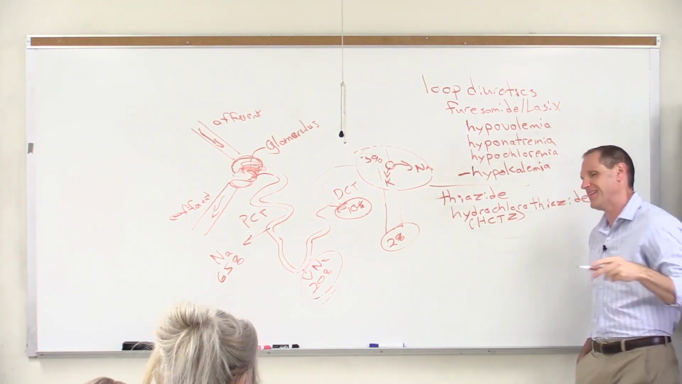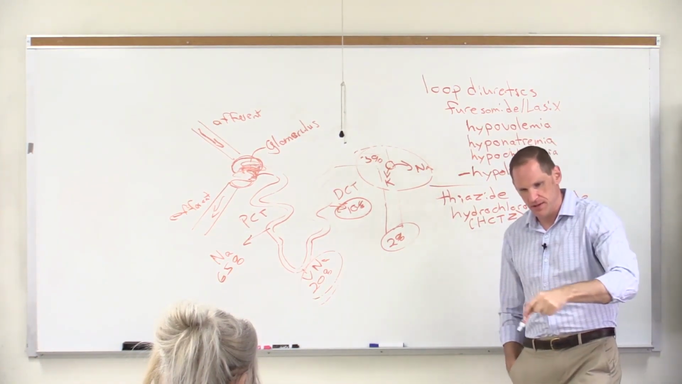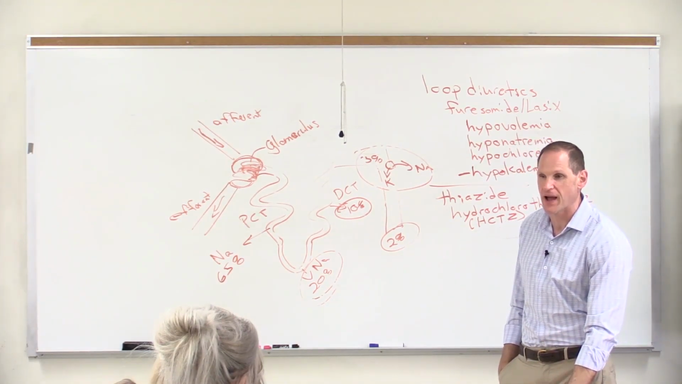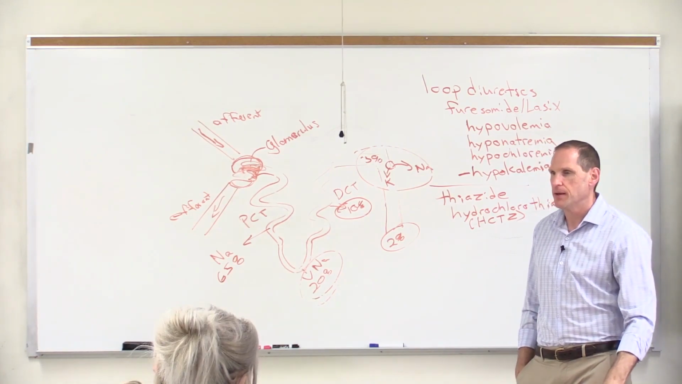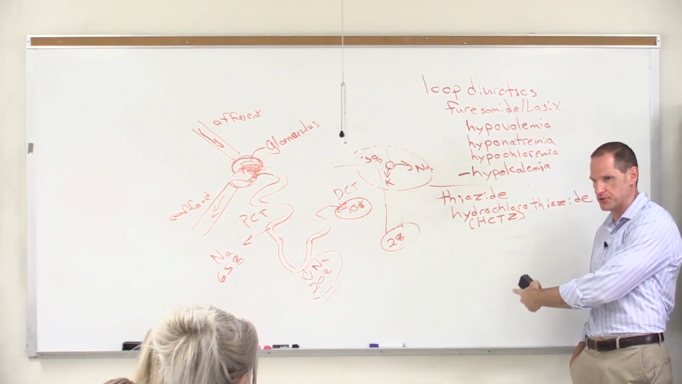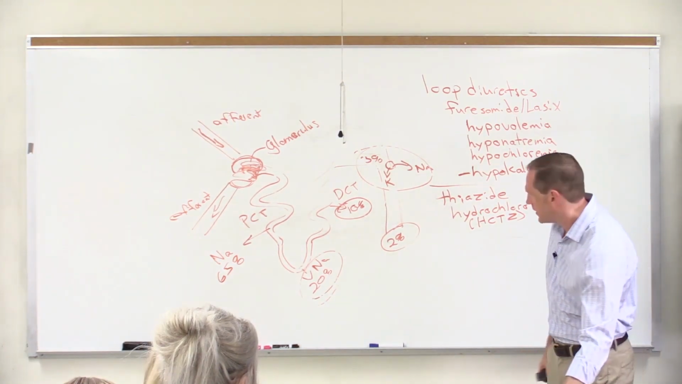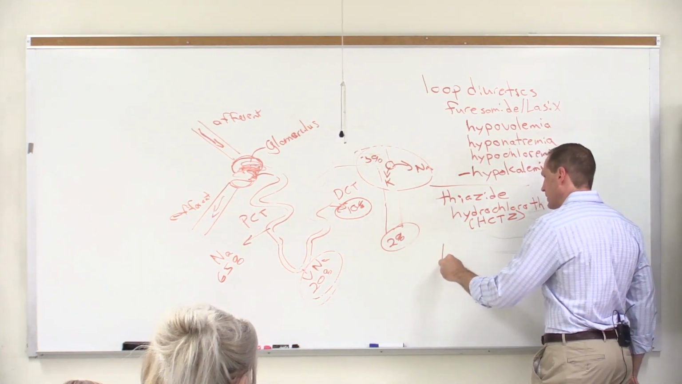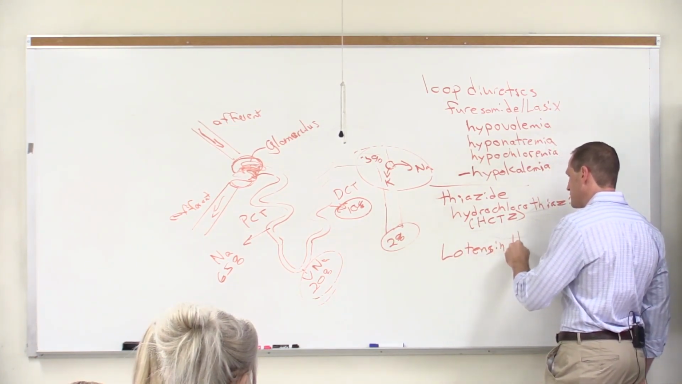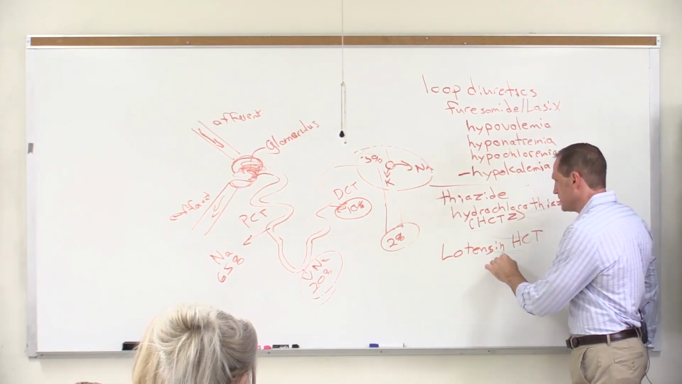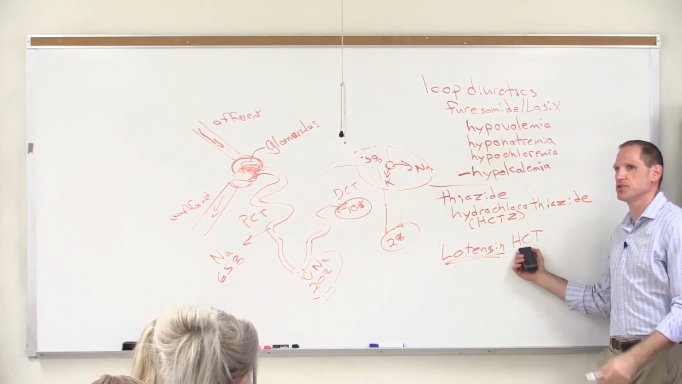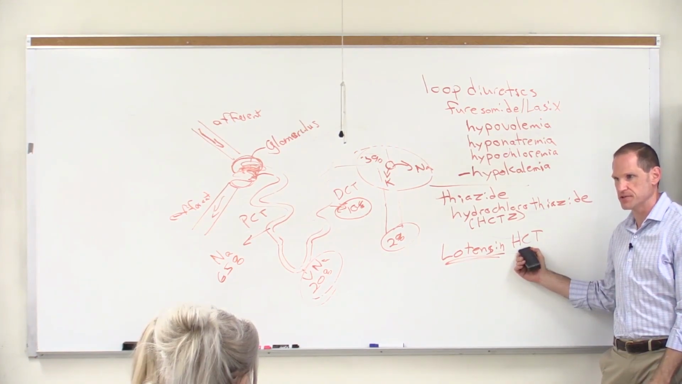Now, the Joint Commission says that in the hospital they can't order HCTZ, they have to write out hydrochlorothiazide. But just be aware that a lot of drugs come in combination with hydrochlorothiazide. So if you see a drug name, say for example, Lotensin HCT, what that means is there's Lotensin in it, which we'll learn about later, and then there's also hydrochlorothiazide in it. Does that make sense?